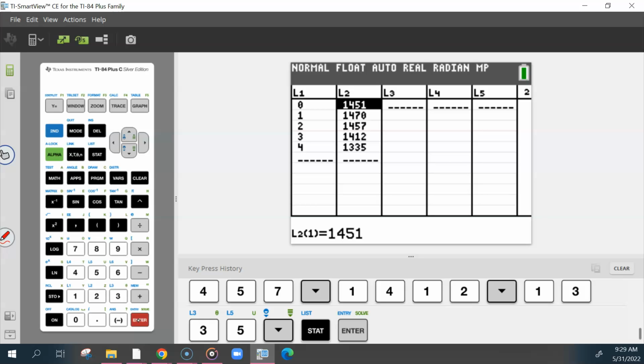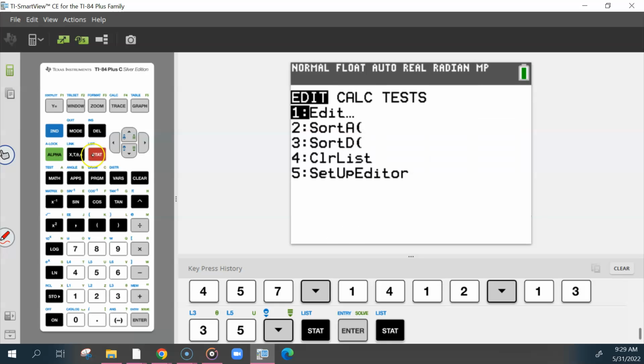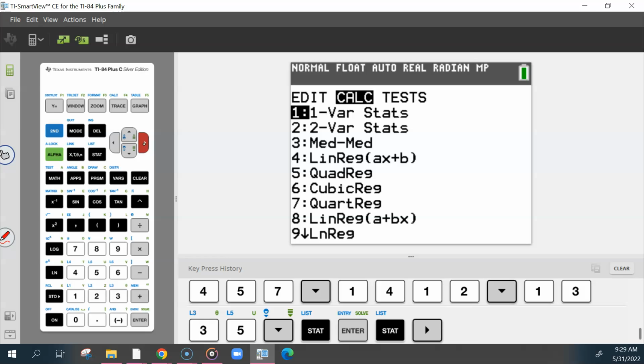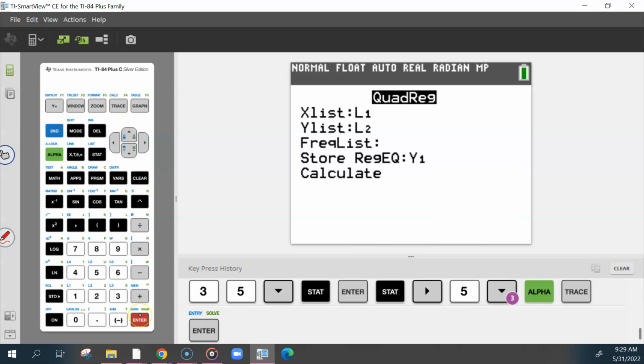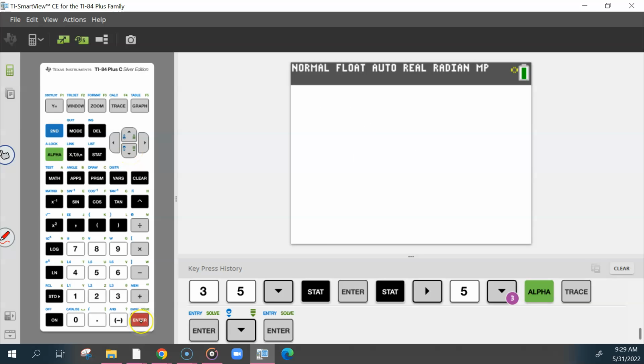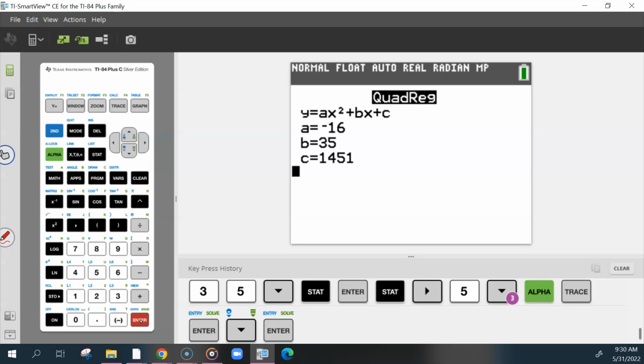Okay. After you have in all of your data, go back into stat, scroll over to calculate, and go down to number 5 and hit 5. Store this one again. I'll put trace, and then calculate. So -16x squared plus 35x plus 1,451 would be our equation. We would write that down, even though that's not what it's asking for.